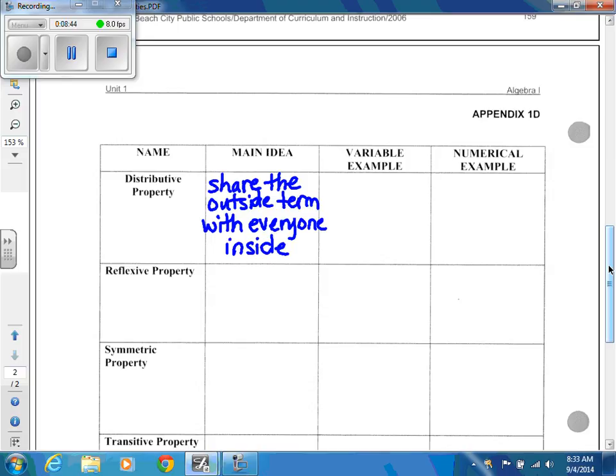So let me show you what this looks like. Okay. For a variable example, I would have an a on the outside of parentheses, and in parentheses I would have b minus c. In order to do the distributive property, you have to multiply that a to everybody in the parentheses. So we take a times b, and that gives you ab. Then we take a times c, and that gives you ac, and there's a minus sign in the middle. Notice how both pieces have the a in it because you gave the a to everybody in the parentheses. You have to make sure that happens.